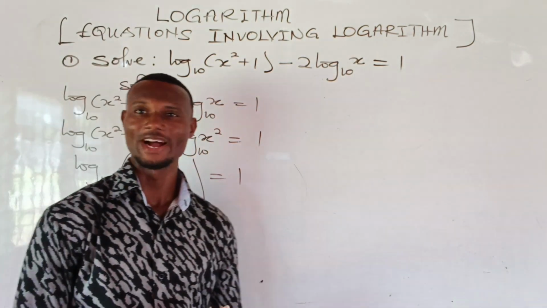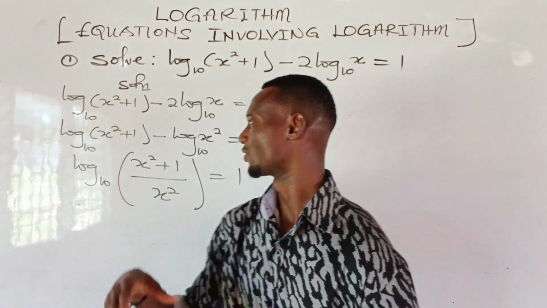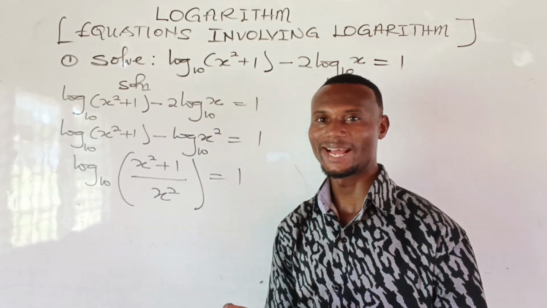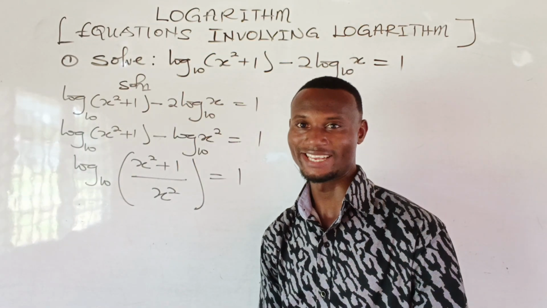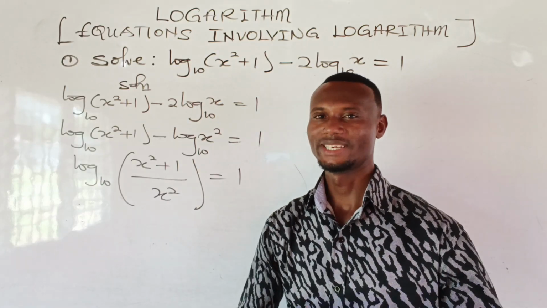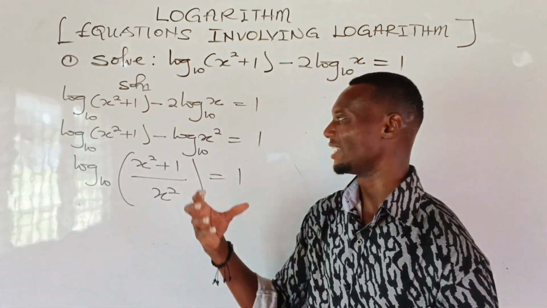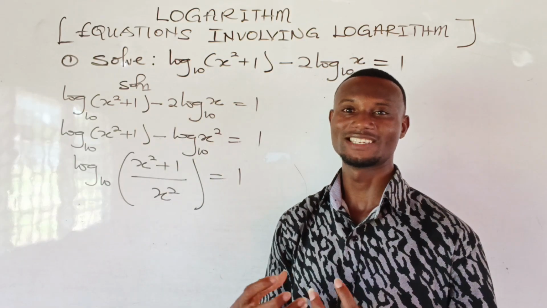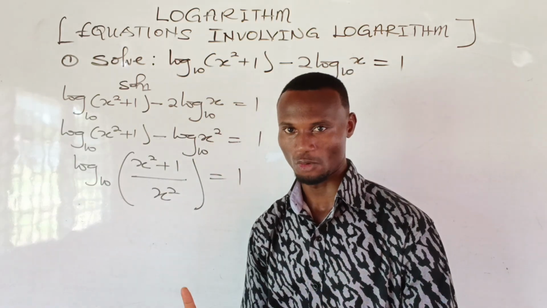Let me go over one more time. From here, all that we did is to apply the quotient rule that I just explained to you. The quotient rule says that immediately we see a subtraction sign like this, we can express it in division form.